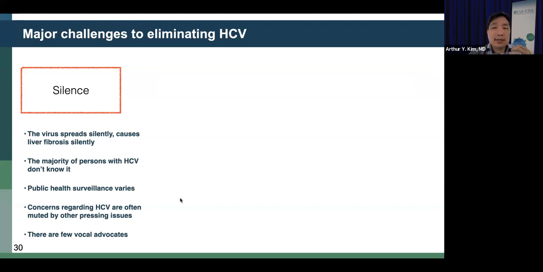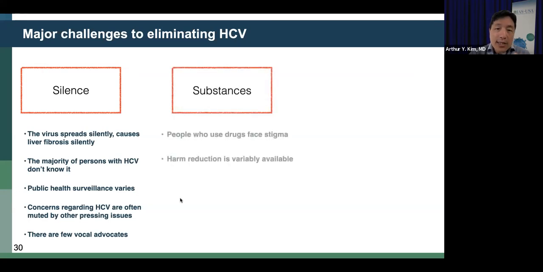Hepatitis C in higher risk populations is often muted, the concern about it, because there's other issues such as addressing the housing, addressing just having medical coverage for issues, getting linked to substance use care. And then hepatitis C does suffer a bit. There are some wonderful advocacy agencies and groups and individuals who are really working tirelessly to eliminate hepatitis C and raise the concern about it. But relative to, say, HIV, we do lack a bit of the advocacy and sort of political allyship.